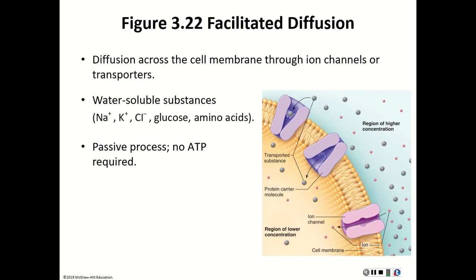Facilitated diffusion is also another form of passive diffusion. It happens from an area of high concentration to an area of low concentration. Sometimes, though, as we mentioned before, the cell membrane will not allow passage of water-soluble molecules. For example, sodium chloride, glucose, and amino acids cannot go through the cell membrane. So they are going to go through tunnels or channels, and that's what facilitated diffusion means.